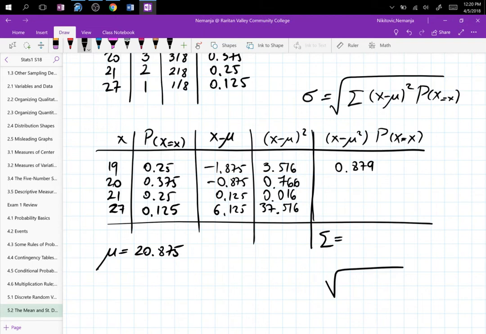0.375 times 0.766. Is that a 1 or a 6? Is that a 1 or a 7? Oh, is it 5, 6? 516. Sevens are crossed. That's the proper way to write it. I know, you learn something every day.